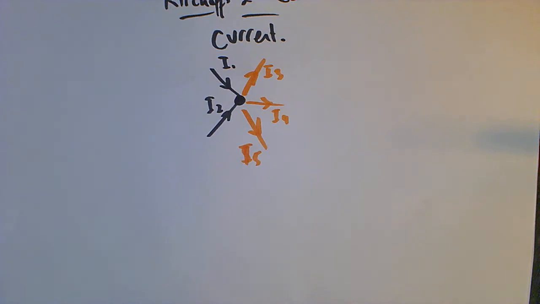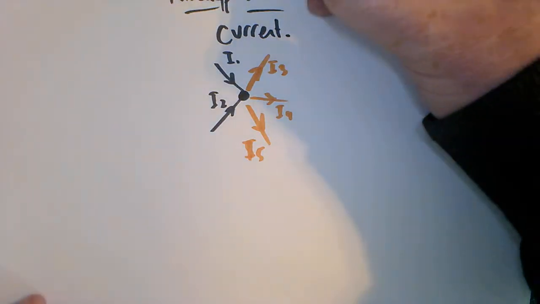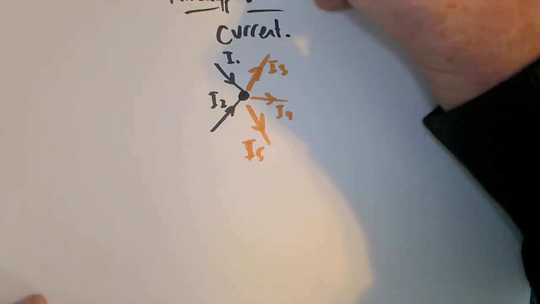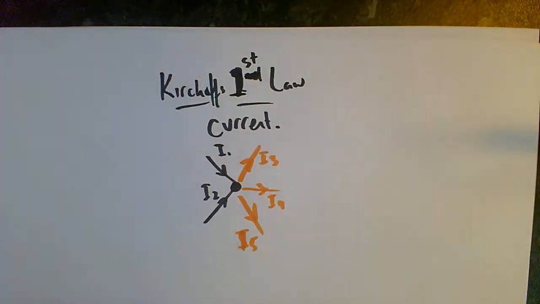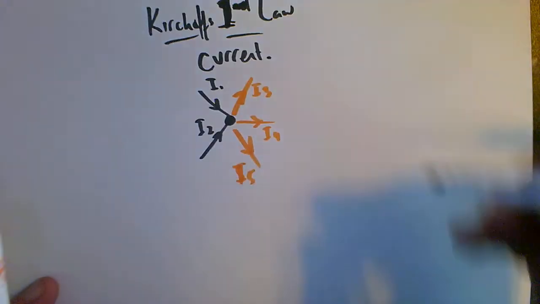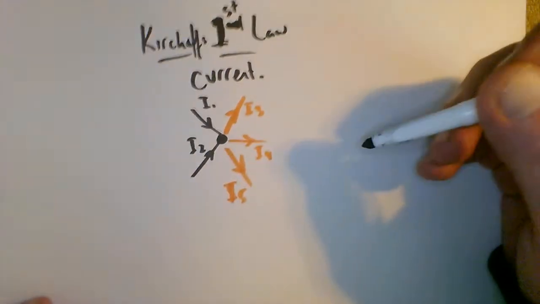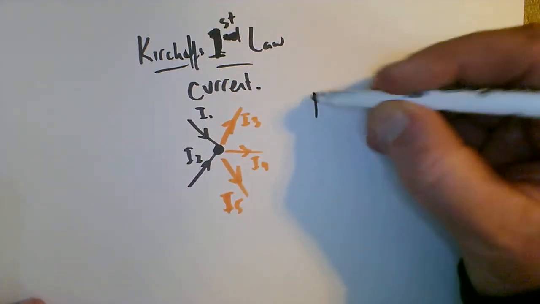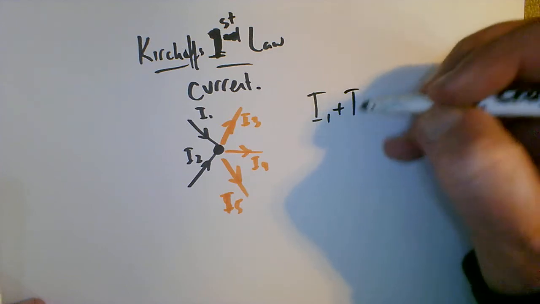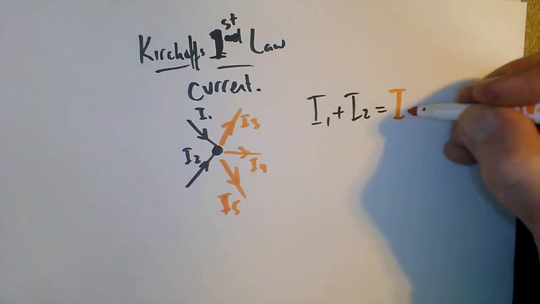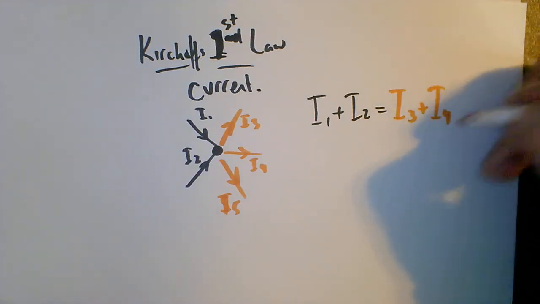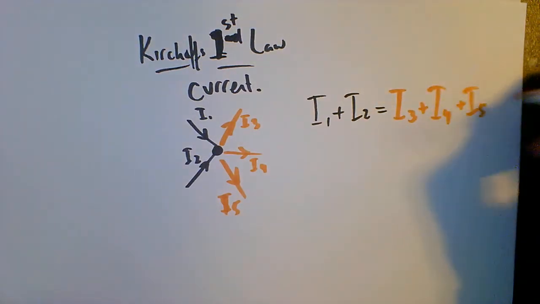Kirchhoff's current law, or Kirchhoff's first, what are you doing, sir? Kirchhoff's first law. Sorry, guys. Kirchhoff's first law is saying that the two currents going in, I1 plus I2, will equal the three coming out, I3 plus I4 plus I5, right?